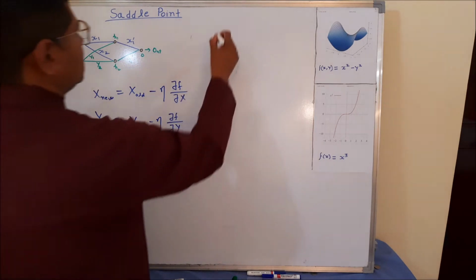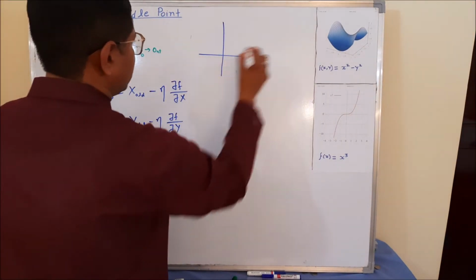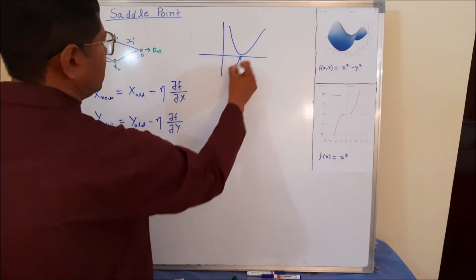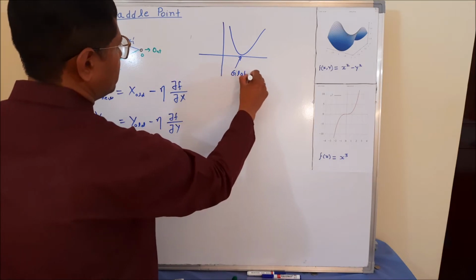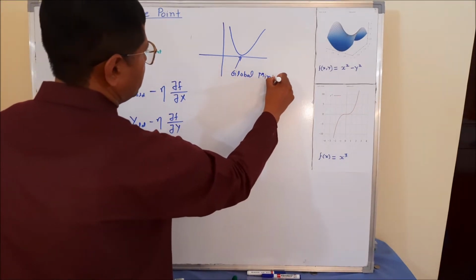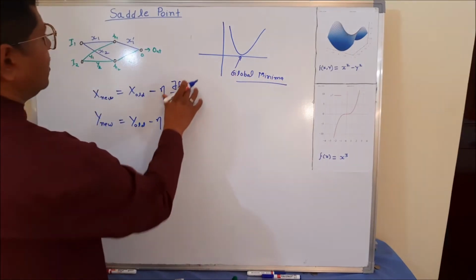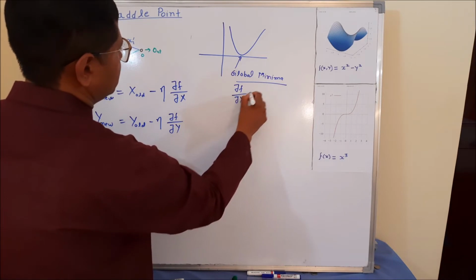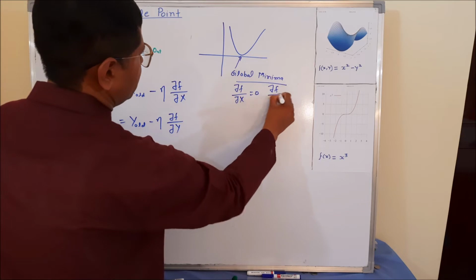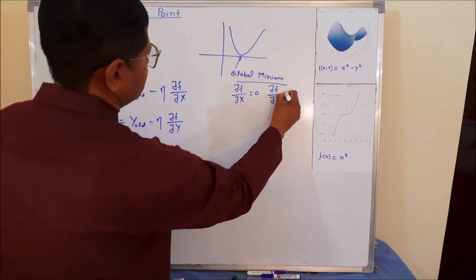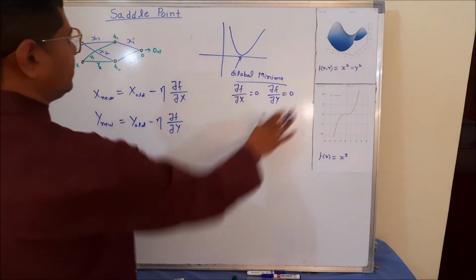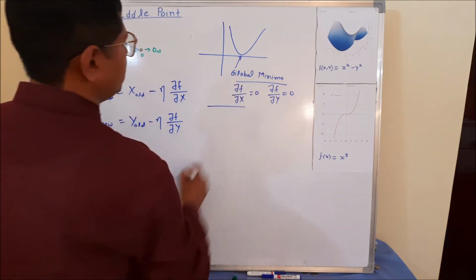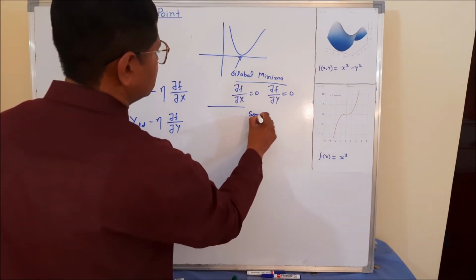But what happens in the general case when we reach the global minima? The value of partial derivative of f with respect to x becomes 0, and the partial derivative of f with respect to y becomes 0. This happens in the global minima. So this is the ideal case of learning.